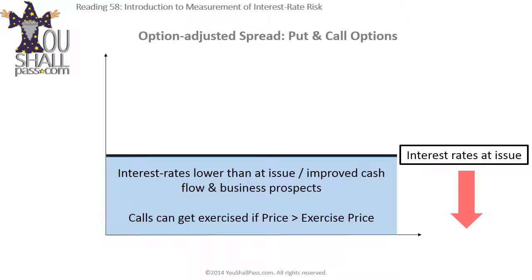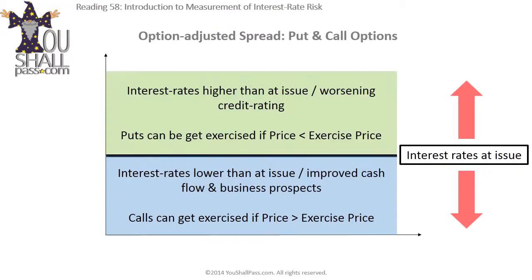If, on the flip side, interest rates rise or the creditworthiness of the issuer worsens, this will start to reflect in the price of the bonds, and if the price goes below the strike price of the put option and looks like it's going to stay below that price, the investor will exercise her put option and put or sell the bond back to the issuer at the put price, which is usually par value.